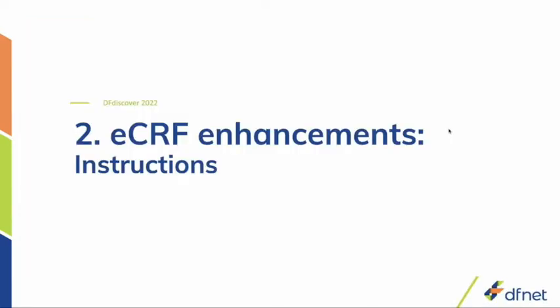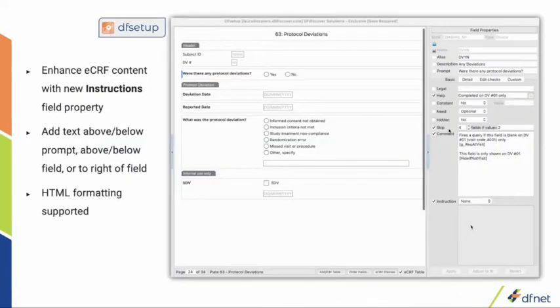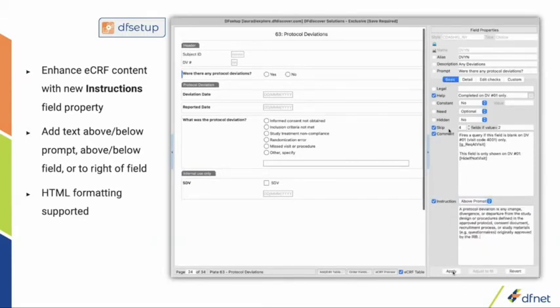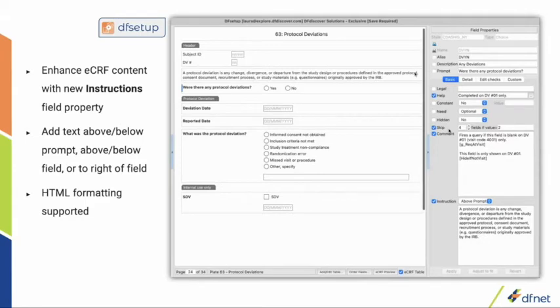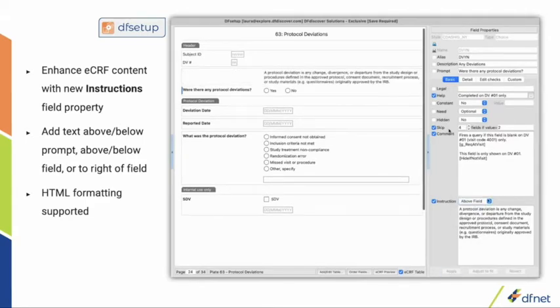And so the next feature we've added is instructions. So you're able to now add instructions as a field property to add additional text to your eCRFs. This gives you a way to add instructions in different positions around each of your fields. The different positions that you can see being shown here are above the prompt, below the prompt, above the field or below the field, or to the right of the field.